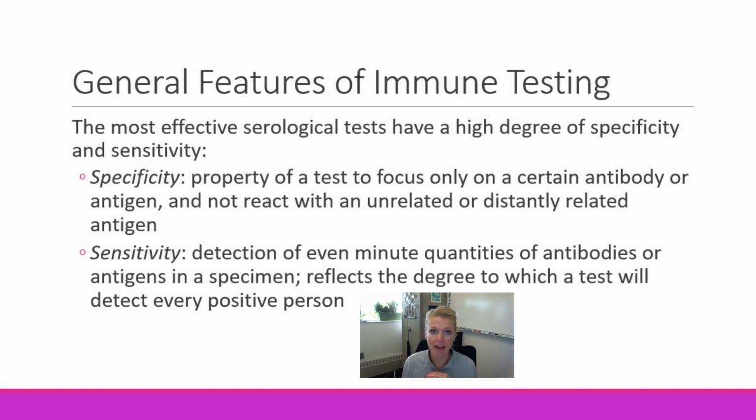Sometimes tests are going to have either one or the other, and maybe they'll have really high sensitivity, but it's not very specific. And so you could get some false positives. Or you could have high specificity and low sensitivity, and therefore you might get some false negatives. So the sensitivity and specificity measurements are very important when we're looking at immunologic testing, and most often the kits that these tests are part of will have a sensitivity and specificity rating on them.